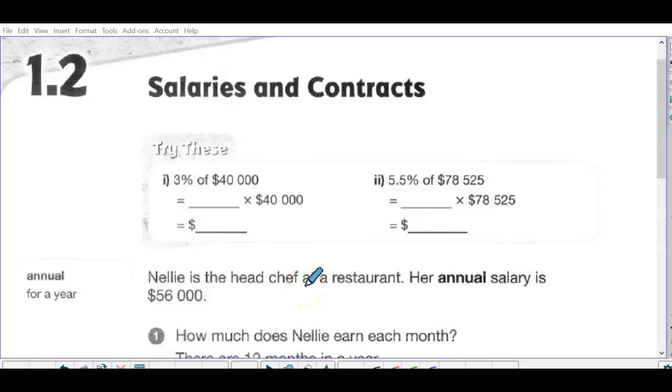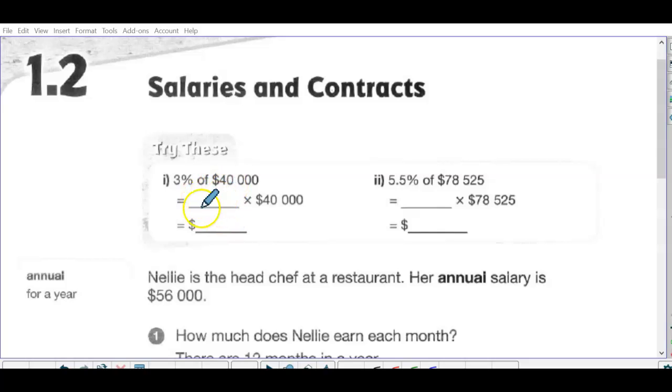Chapter 1.2, Salaries and Contracts. So Chapter 1 goes through many different methods of getting paid. So this is getting paid by salary and with contracts. They're very similar. In the try these, we're finding percentages because that's going to be needed in this chapter.